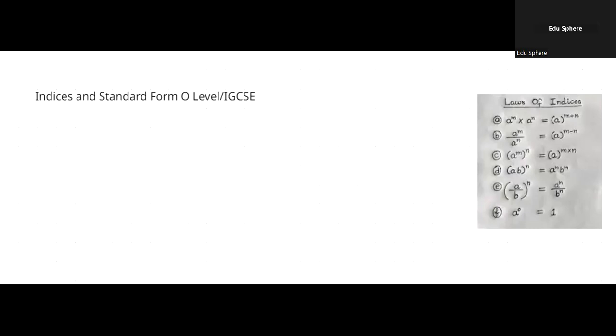The topic that today we are talking about is indices and standard form for O levels and IGCSE. These are the laws of indices. So let's discuss all of them one by one.